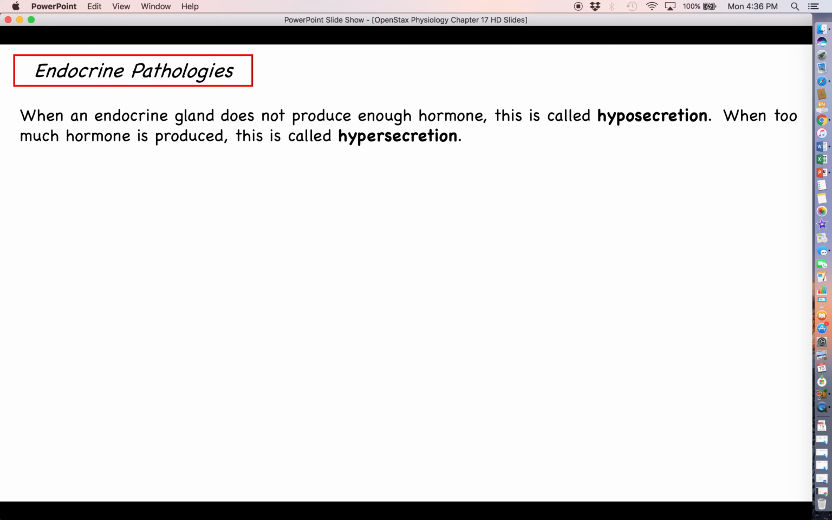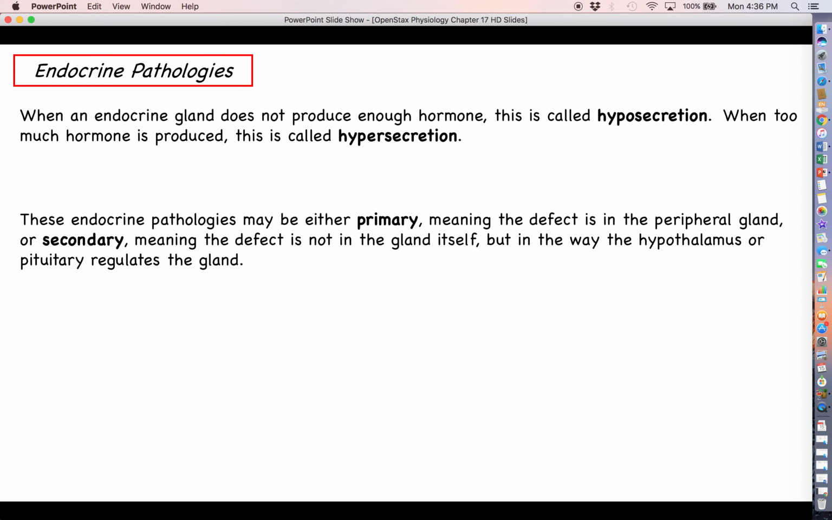We've already seen this in a specific case with hypothyroidism and hyperthyroidism, but basically those are examples of what happens when an endocrine gland does not produce the correct amount of hormone. If it doesn't produce enough, we call it hyposecretion, and when too much hormone is produced, we call that hypersecretion. Now, here is what we need to make sure that we understand.